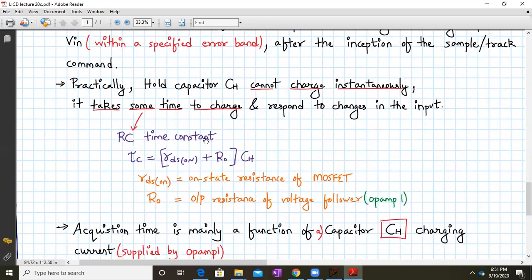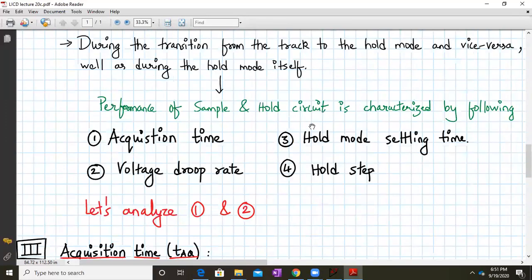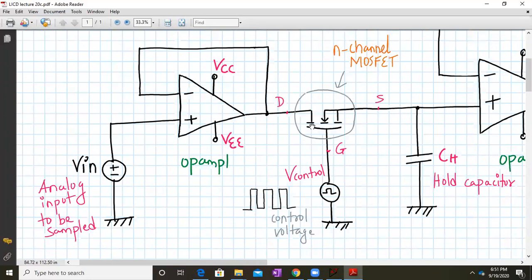Here, this time is the RC time constant, given by RDS(on) plus RO, where RDS(on) is the on-state resistance of the MOSFET, and RO is the output resistance of the voltage follower, that is op-amp number 1. So the charging time depends upon the output resistance of this voltage follower and the on-state resistance of this MOSFET.